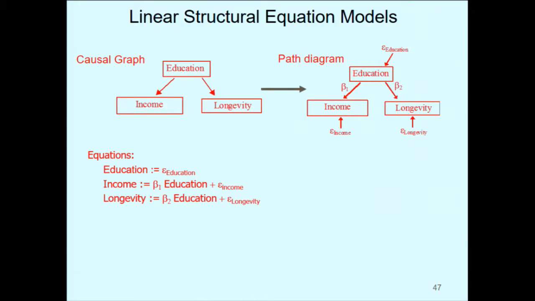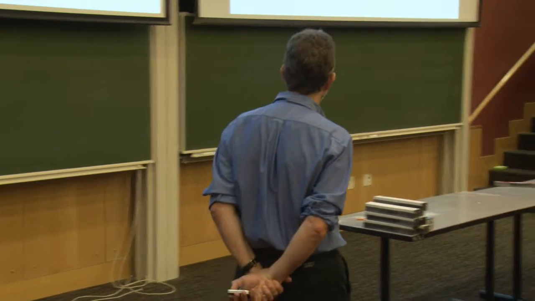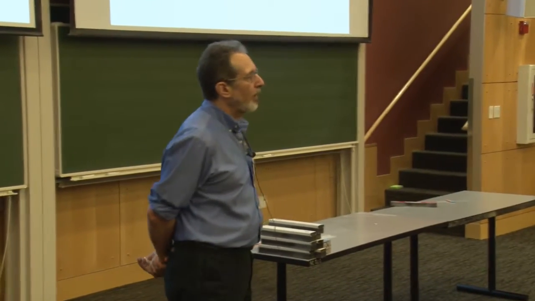Education is equal to its error term. Income is equal to its error term plus beta 1 times education. And longevity is beta 2 times education plus its error term. So these are the linear equations, right? These equations, in general, don't have to be linear. And there's a facility in Tetrad for making nonlinear equations, which is very powerful and very general. But the linear equations make things simple.